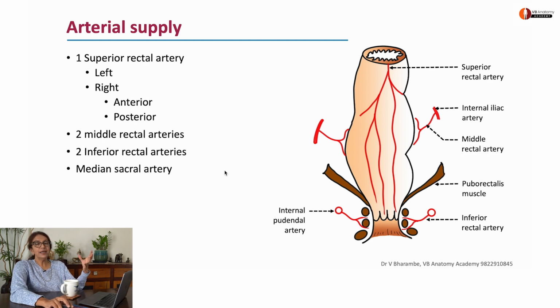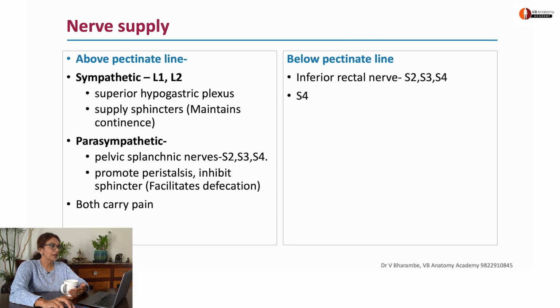So, arterial supply to the rectum and anal canal is best understood in one go. It's supplied by the superior rectal artery, which divides as it enters into one left and two right arteries, right anterior and right posterior. The middle part gets supplied by the middle rectal, the lower part gets supplied by the inferior rectal branch of the internal pudendal artery. Nerve supply, like I said above, is by sympathetic and parasympathetic, below is by somatic. Sympathetic usually maintains continence. Parasympathetic facilitates defecation.